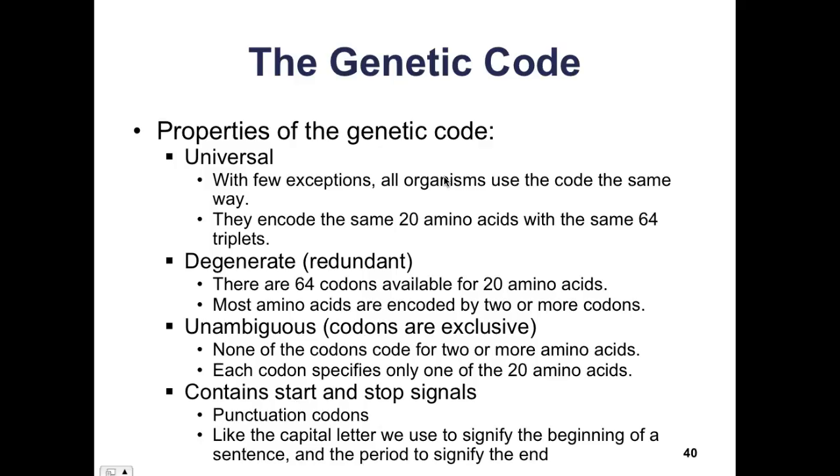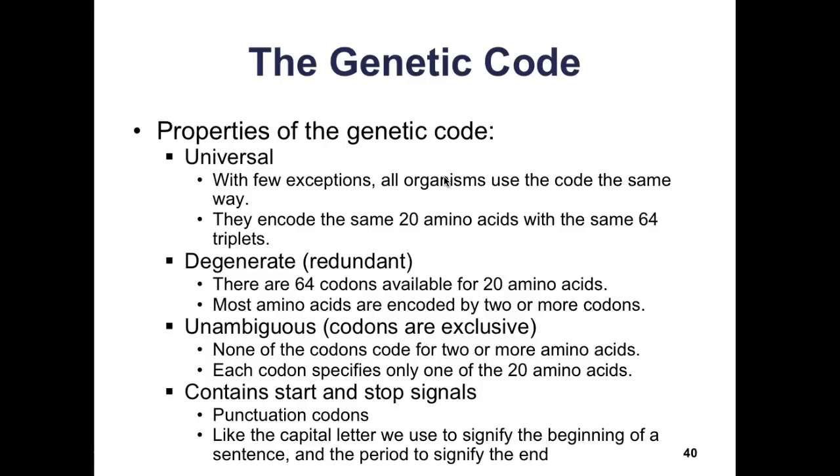So here are the properties of the genetic code. And we didn't discuss these in detail in advanced biology in 10th grade. But you should have a basic understanding of why this genetic code works. The genetic code works because, number one, it is universal. With few exceptions, all organisms use the genetic code the same way, and they code for the same 20 amino acids with the same 64 triplets.